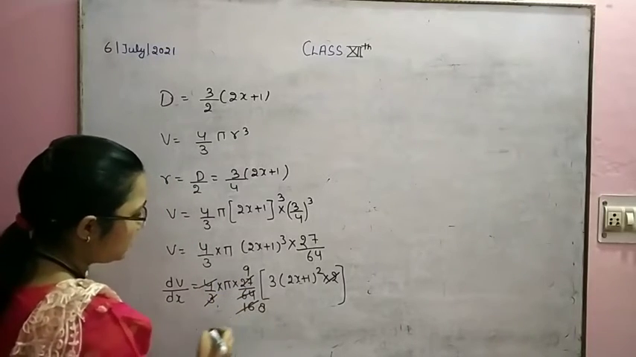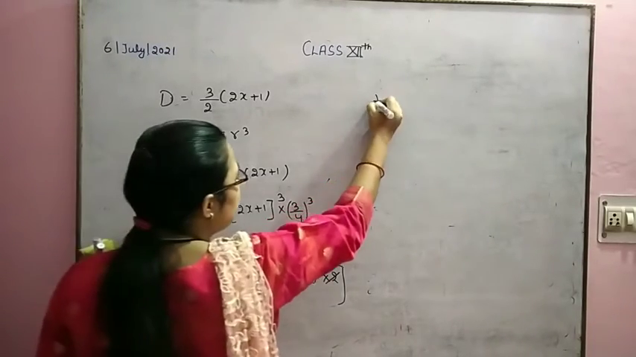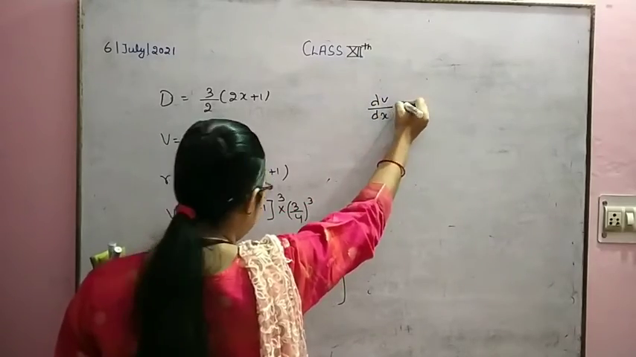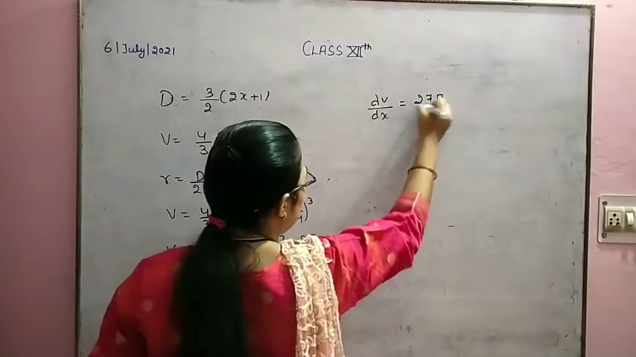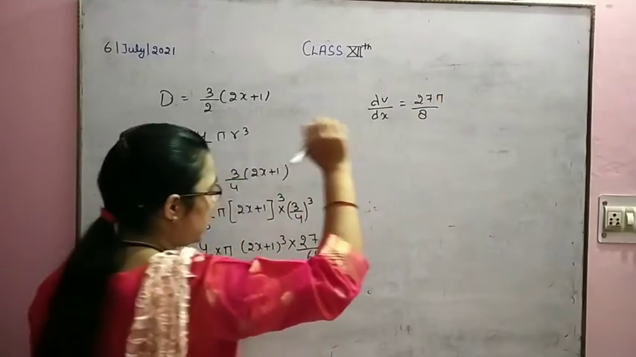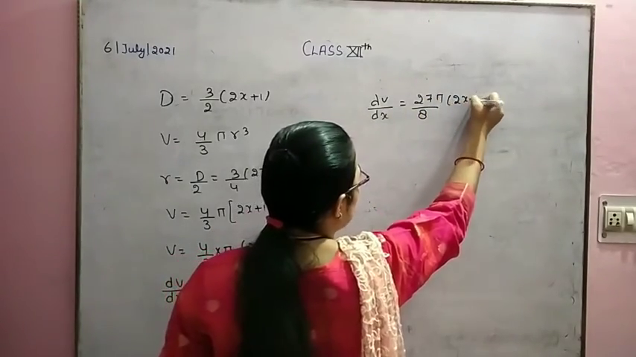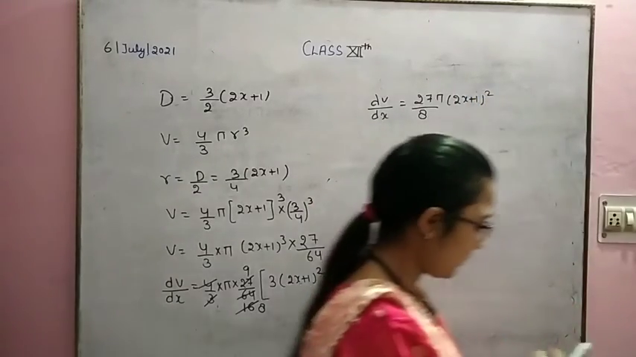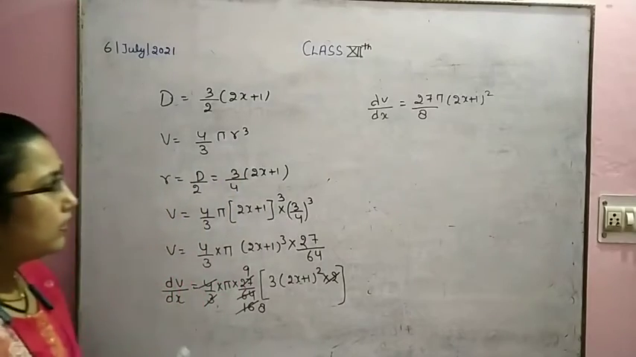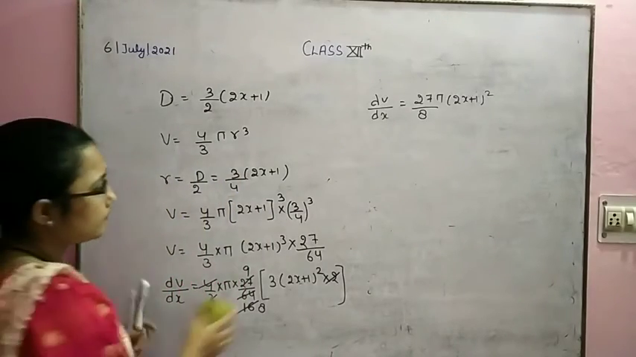Now we get dv by dx is equals to 27 pi over 8 (2x plus 1) whole square. Correct? Now come to the next.